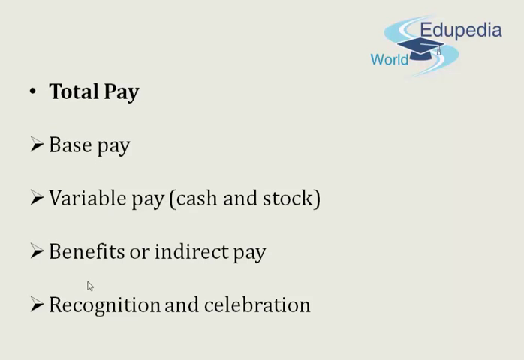Last component is total pay. The major encouragement would come when the total pay has all the attractive elements which are required for the reward system, which should be as per the following conditions. Base pay should be attractive. There should be the option of variable pay which is given as per the performance, either in the form of cash or stock. The benefits or indirect pay, insurance plans, paid vacations and other incentives should be taken into consideration, and there should be timely recognition and then the celebration of success should be encouraged.